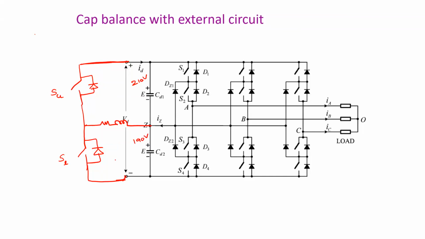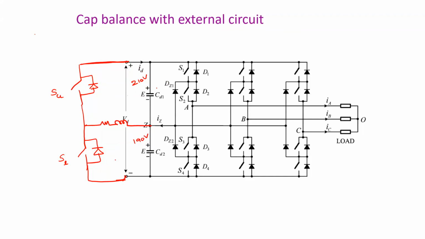So now what will happen if this is 200 volts, right? So this will be 200 volts, and this is 210 volts. Now what we have to do is this voltage is supposed to be reduced, and this voltage is supposed to be increased. So we need to increase this voltage, right?